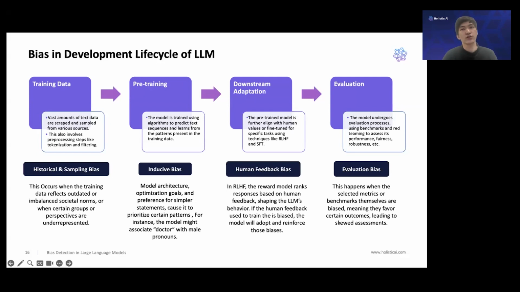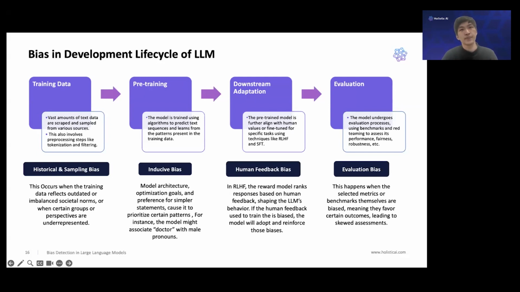And this stage can introduce human feedback bias if the feedback or reward model is biased. For example, if the human rater favors responses that reflect certain cultural or ideological views, the model will learn to prioritize those views, embedding the bias in its responses. And the final stage is the evaluation stage.